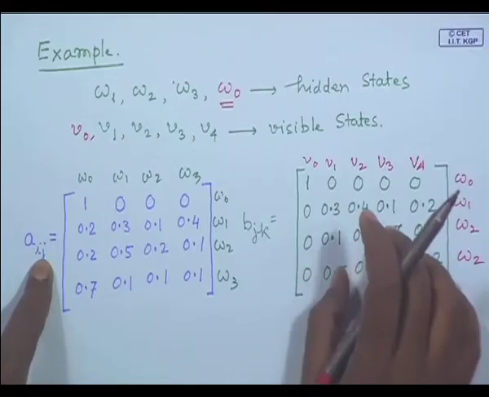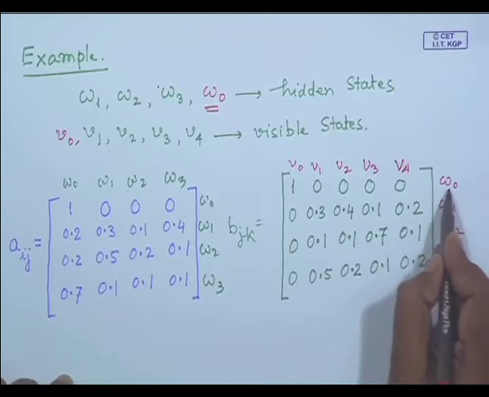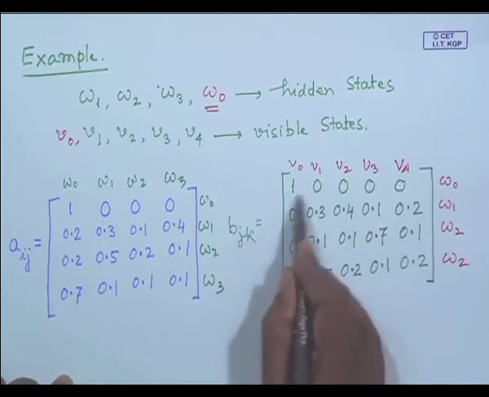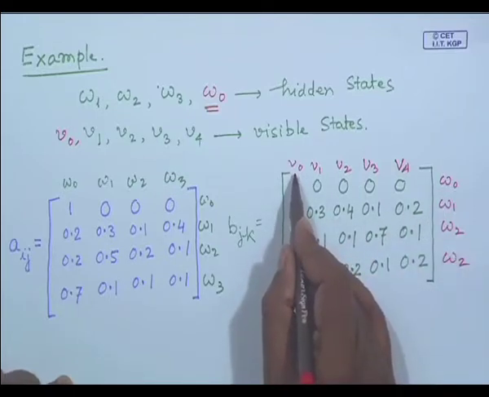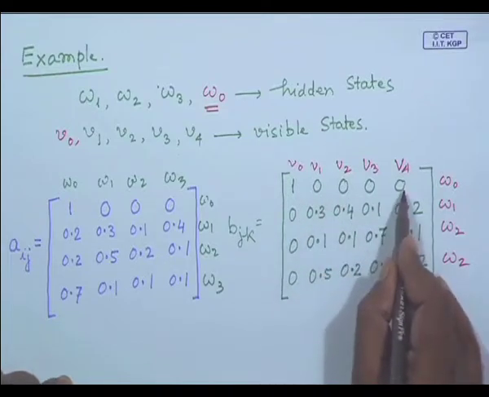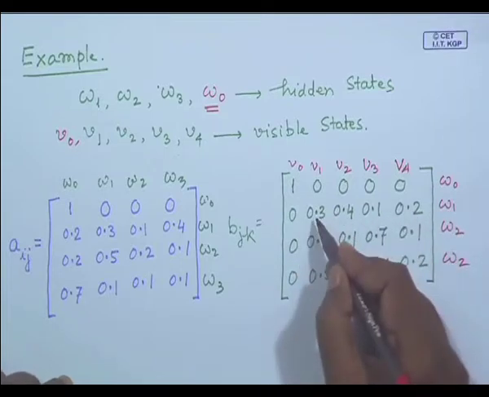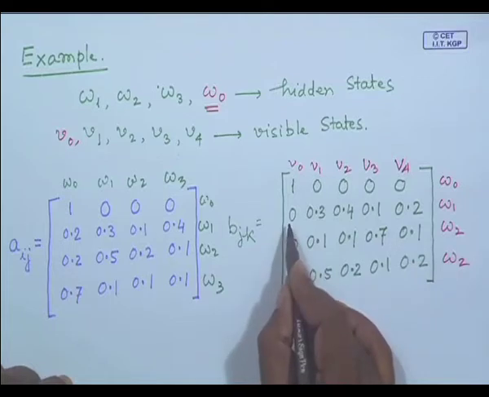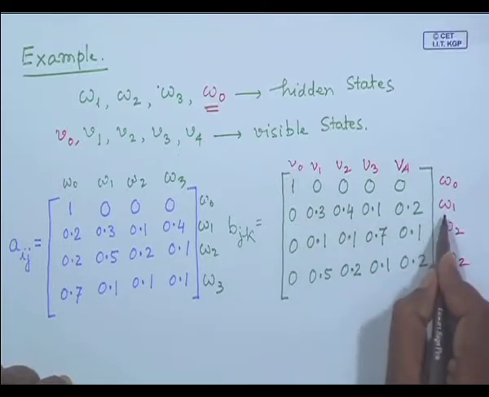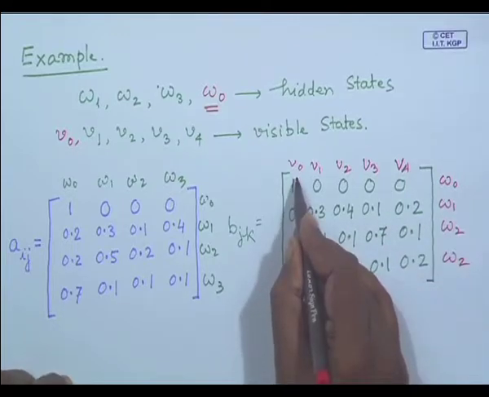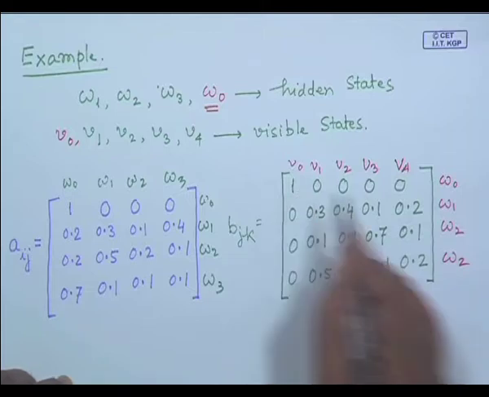Similarly, if you look at this table, which is actually the symbol emission table, in omega 0, it says that B 0 0 is equal to 1, that is, in state omega 0, the machine will only emit symbol V 0, it will not emit any other symbol. Whereas, from any other state, there is a finite probability that the machine can emit any of the symbols except V 0. Say B 1 0 is equal to 0, that indicates that from state omega 1, the machine cannot emit the visible symbol V 0. V 0 will only be emitted from omega 0 and this is the only symbol that is emitted from omega 0.